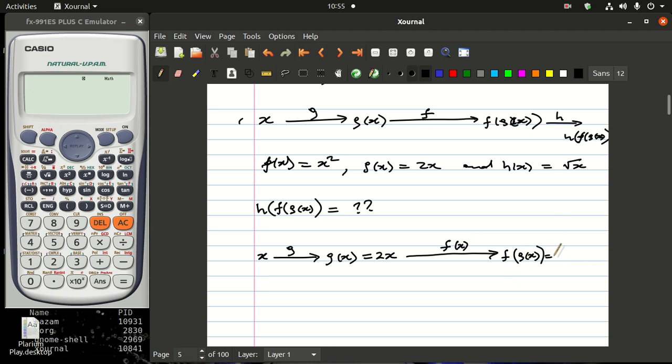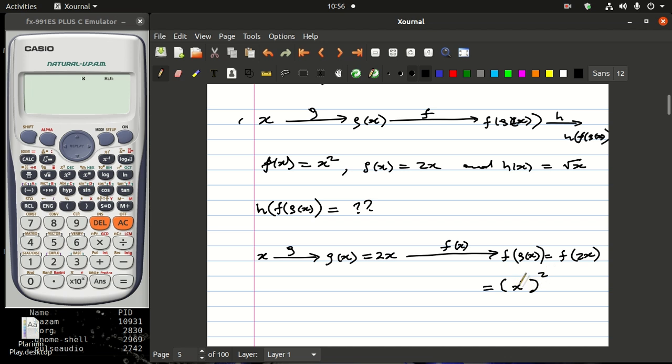So this whole thing is going to be f of g of x, and g of x is the same as 2x, and now I take this and plug it in f of x. What was our f of x? f of x was x squared. So we had something squared. I had 2x squared.